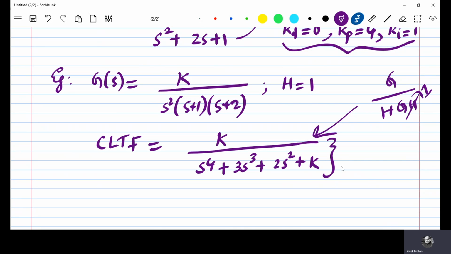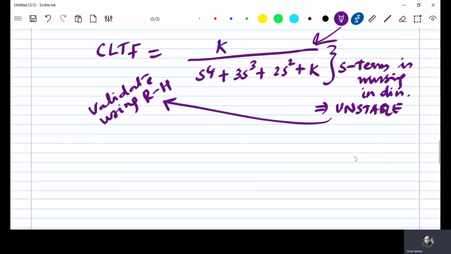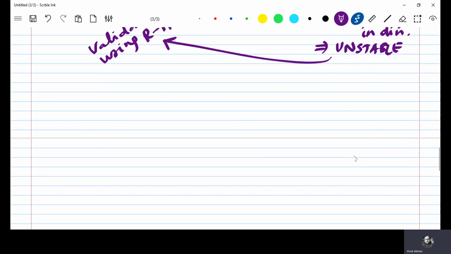Now we have a missing term here, right? The s term is missing in the denominator. That means the system is unstable. You can validate this using RH: you form the Routh array and apply the Routh-Hurwitz criterion. Then you will find that the system is unstable.